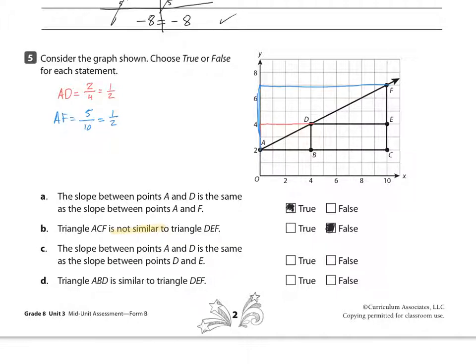The next one says the slope between points A and D. We already know that that slope is 1/2. And the next question says it's the same as the slope of point DE. So DE is this part. Now, from point D, this is not going up. This is just moving to the right. So the slope of the line from D to E is actually 0 because it's not going up. So this is going to be false as well.